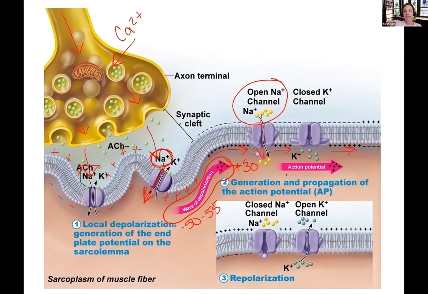Now this little inset down at the bottom is trying to show you that after we've generated an action potential and it's spread, we've got to get back to -70. We're going to do that by closing our sodium channels, which is repolarization, and opening our potassium channels. We're going to get the inside back to -70. So the inside's negative, outside's positive.